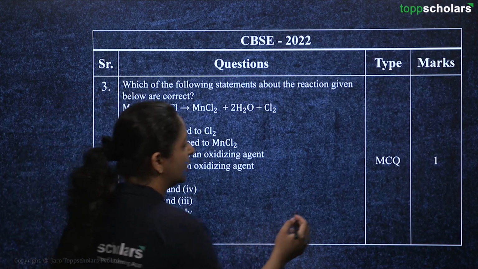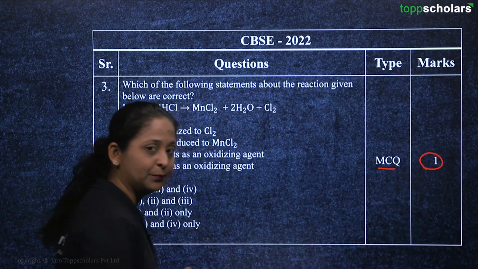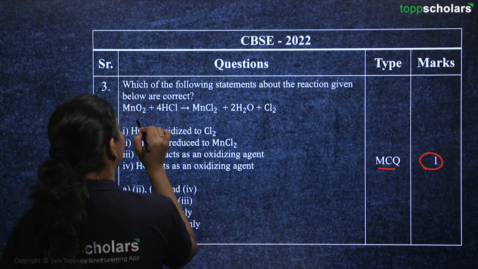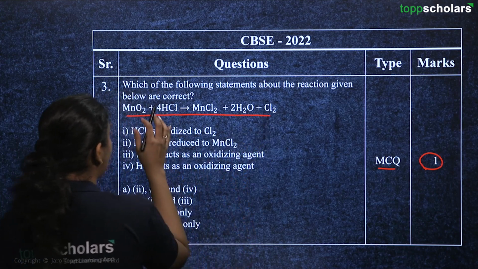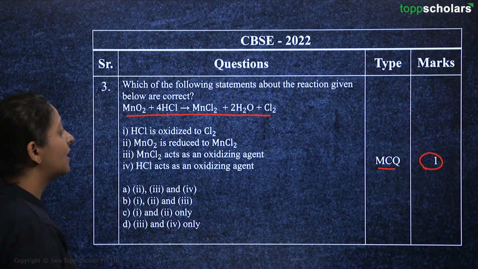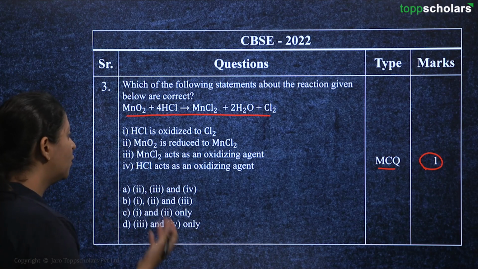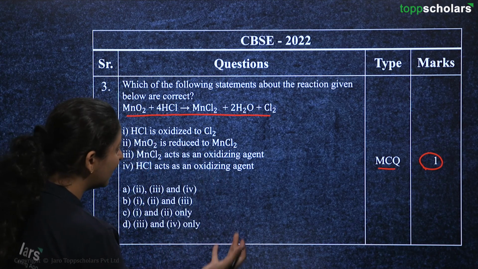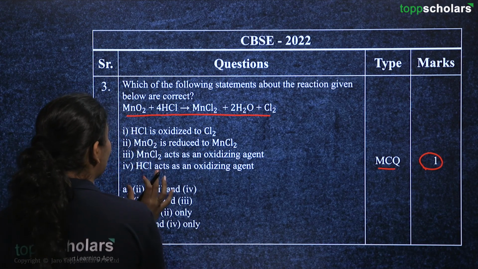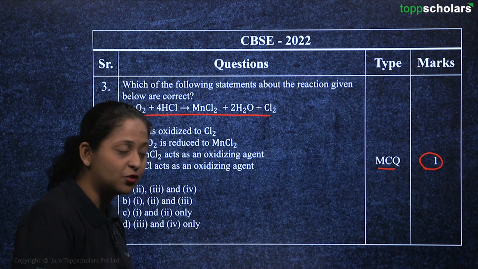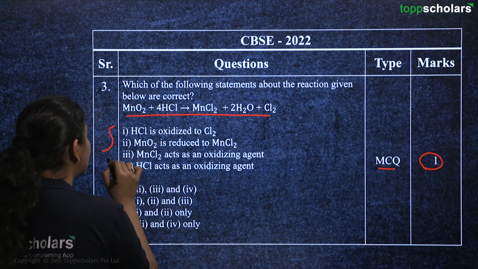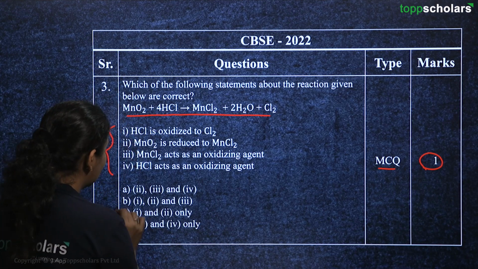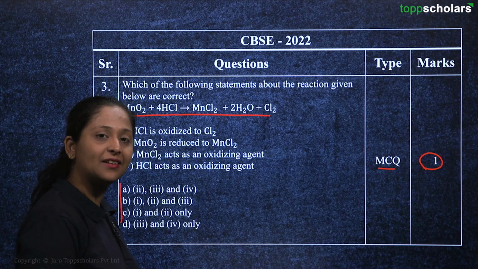From the same year, students, you have 1 more multiple choice question. Which of the following statements about the reaction below are correct? You have this reaction and they have given a few statements. HCl is oxidized to Cl2, MnO2 is reduced to MnCl2, then you have MnCl2 acting as an oxidizing agent and HCl acts as an oxidizing agent. So, you have to understand all of these statements, which of the following is correct for the reaction which is given, and select the correct options accordingly.